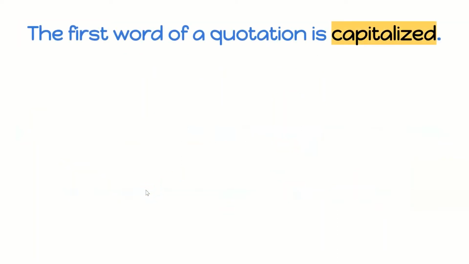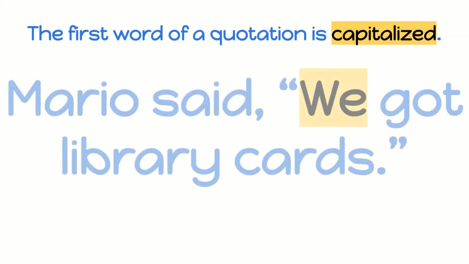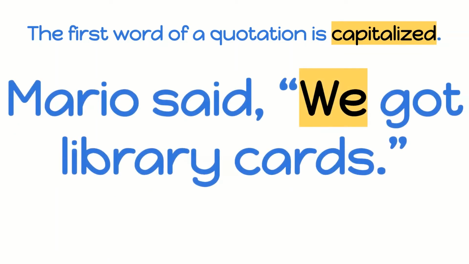Another rule is that the first word of a quotation is capitalized, always. Going back to our first example of Mario said, "We got library cards," we can see that the W in we is capitalized because it is the first word of what he is saying in the quotation marks.